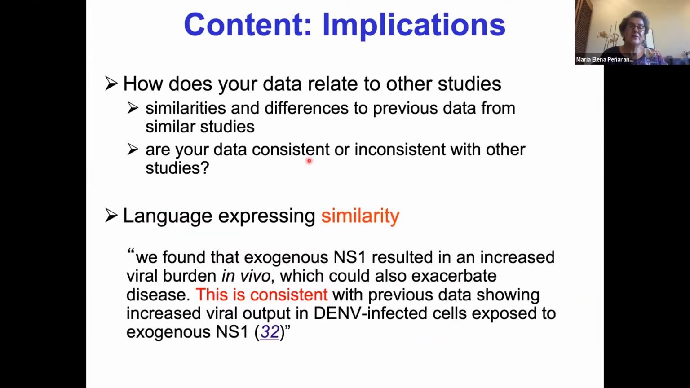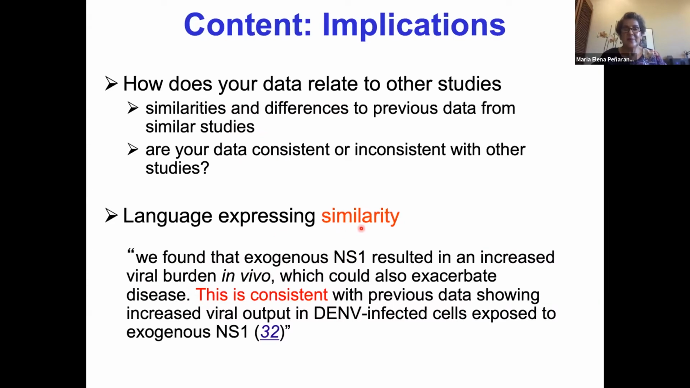How the data relates to other studies, similarities and differences with other studies that refer to what you did. I already said that. Is your data consistent with other studies? You contrast or you support what you found. Language expressing similarity: we found that this gene resulted in this increase of viral burden in vivo, which could also be exacerbated disease. This is consistent with previous data showing, and so on. So you can use this.